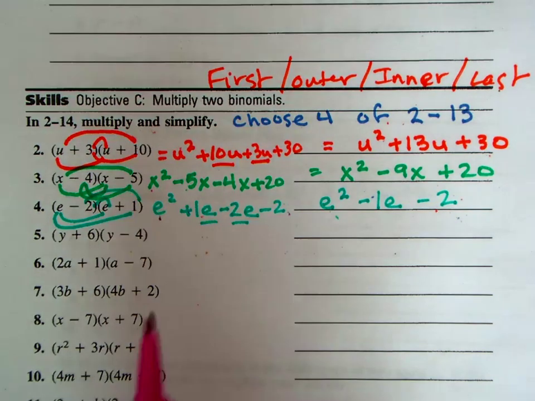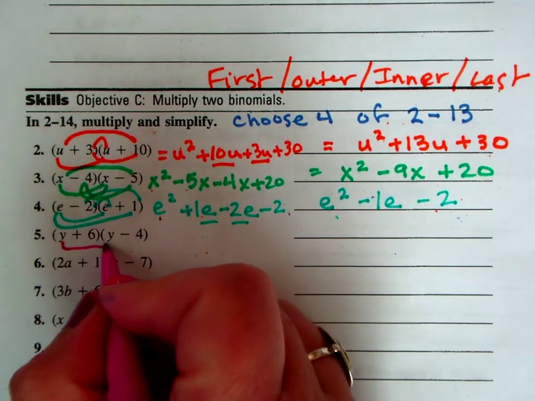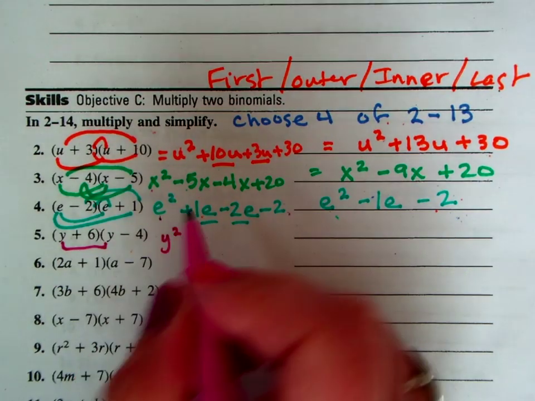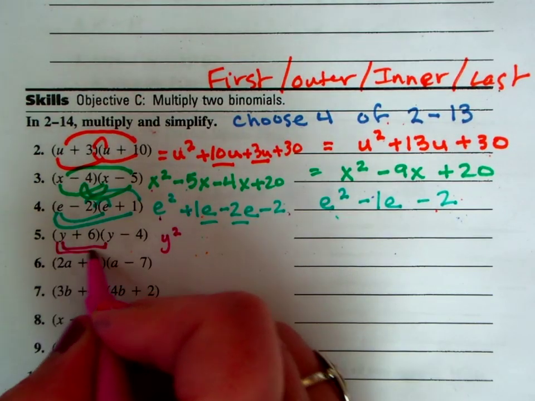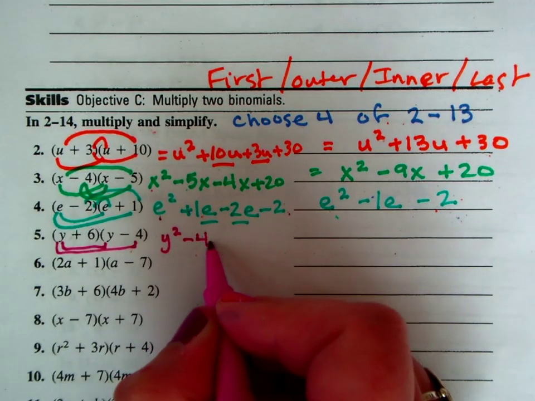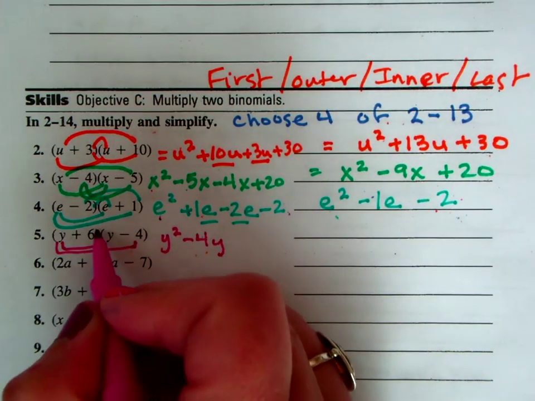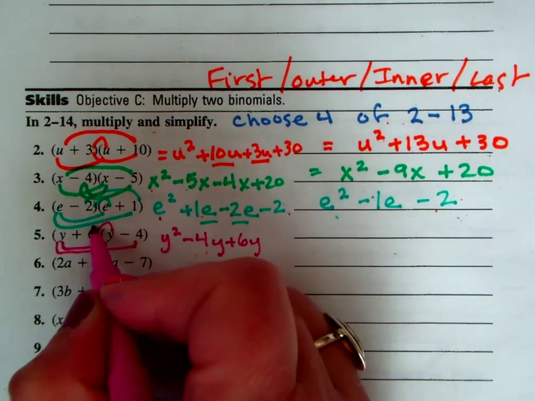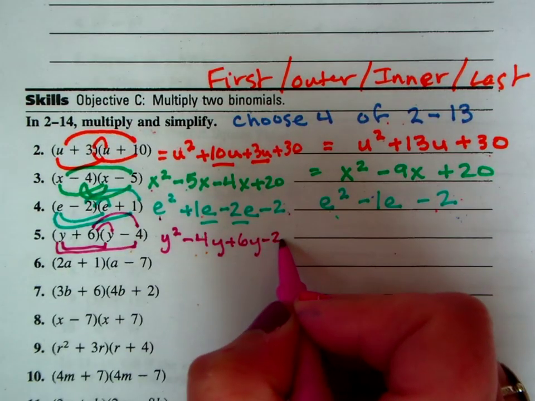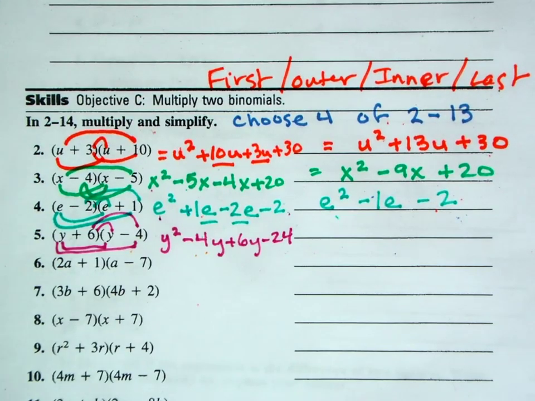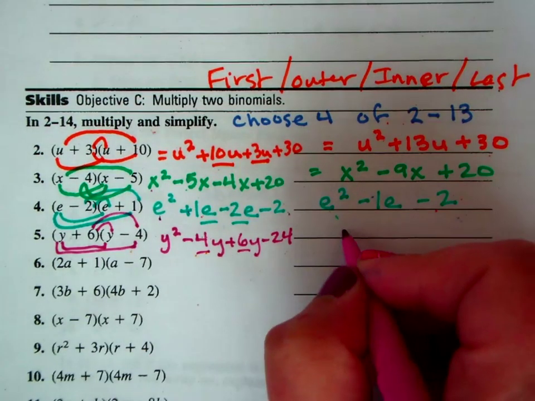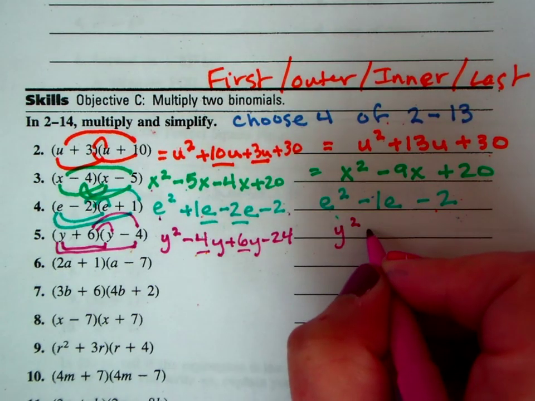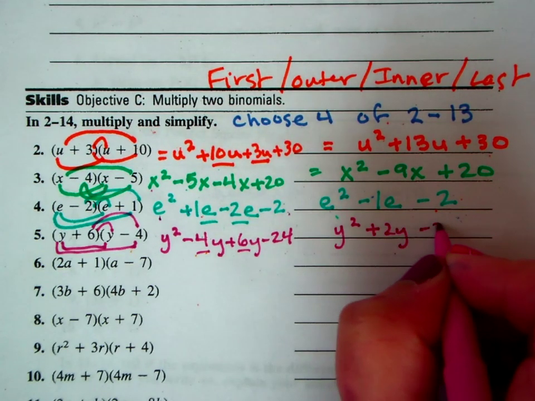Okay, and we're just going to keep doing the exact same thing. Y times y gives me y squared. Y times negative 4 gives me minus 4y. 6 times y gives me plus 6y. And 6 times that negative 4 gives me minus 24. Okay, again, when we combine the middle two terms, we'll get y squared plus 2y minus 24.